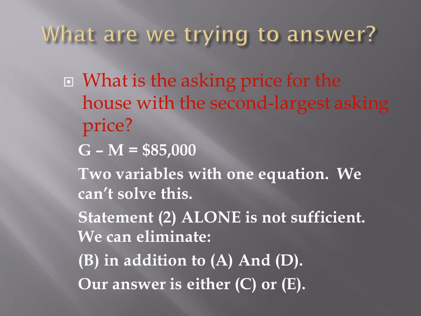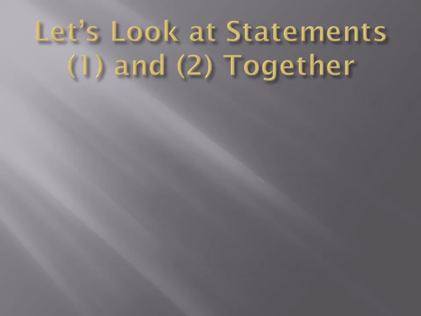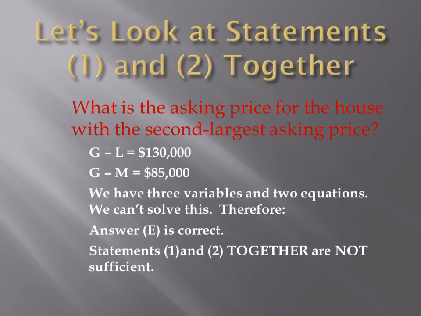That means our answer is either going to be C or E. If for some reason you couldn't go on beyond this point, you didn't know what to do as the next step, at least you've narrowed it down to 2 answer choices. Now you've got a 50-50 chance of getting the correct answer instead of 1 in 5. So if you couldn't go on, you could at least make an educated guess. But we're going to go on and look at the 2 pieces of information together and see if we can determine anything else. So now let's look at statements 1 and 2 together.